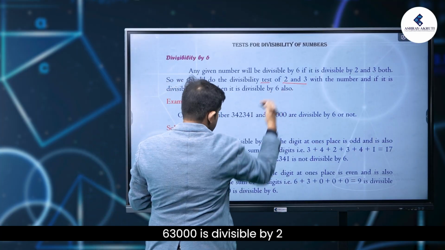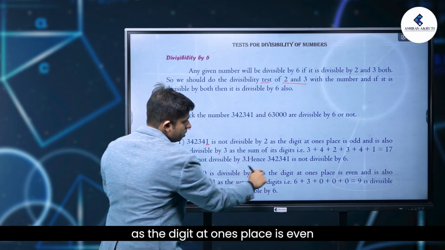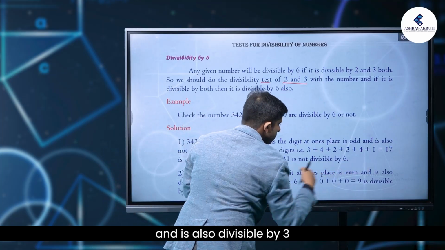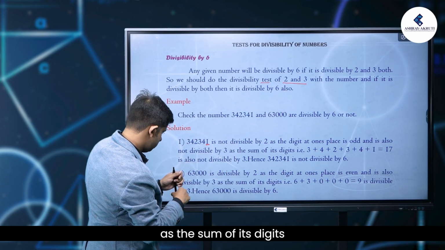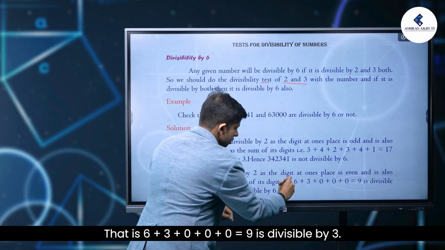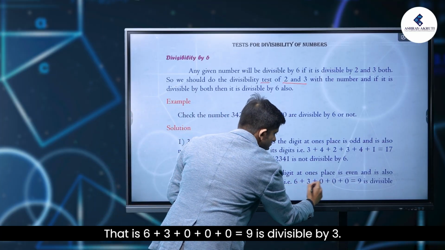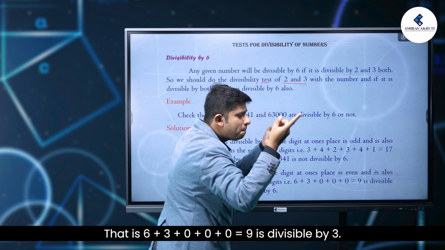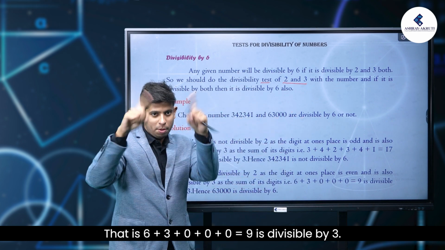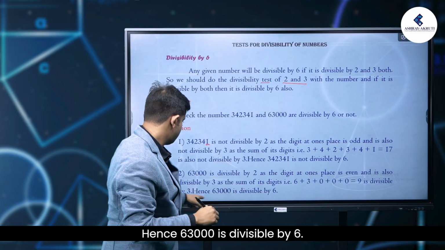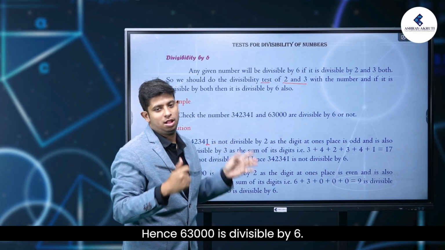63000 is divisible by 2, as the digit at one's place is even, and is also divisible by 3, as the sum of its digits, that is 6 plus 3 plus 0 plus 0 plus 0, is equal to 9, is divisible by 3. Hence 63000 is divisible by 6.